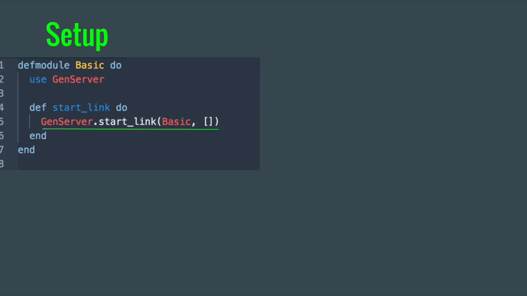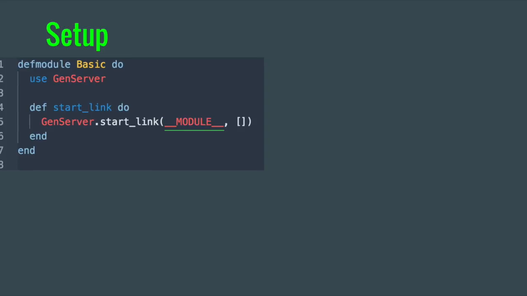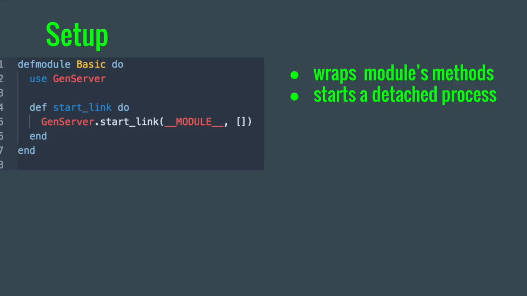Notice inside there we call GenServer module startLink. The first argument is the module name itself. More often though, what you're going to see is the special __MODULE__ variable, which is an Elixir atom that refers to the name of the module that it's in. So what that means is the GenServer module wraps all of the methods inside of this current module and starts a detached process with all of the module's functionality available inside it.